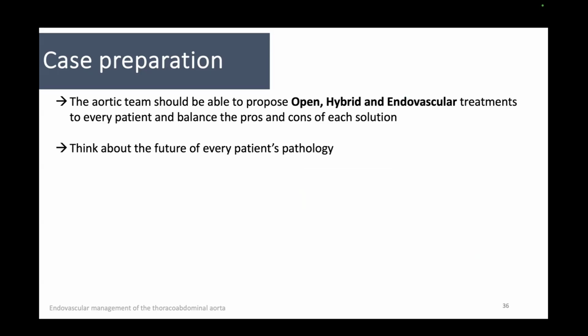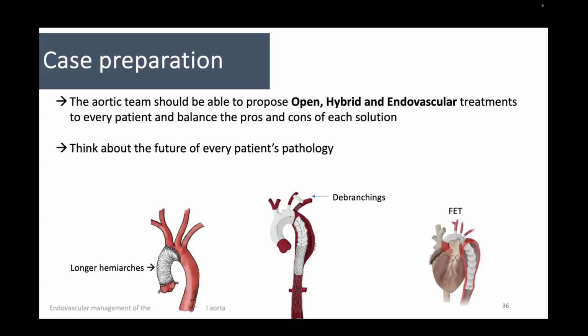Think about the future of every patient's pathology. And what I mean by that, and it's probably a vascular surgery deformation, I mean, please, if possible, build longer hemiarches, longer ascending repair. We love these to land our grafts. Please do consider frozen elephant trunk. It's an amazing technology that we love in vascular surgery because it creates a landing zone that's perfect for the distal treatment. We can debranch it for you if you want and make sure that the subclavian doesn't have to be sewn if it's too far. No problem. Every vascular surgeon is going to be happy to do it.